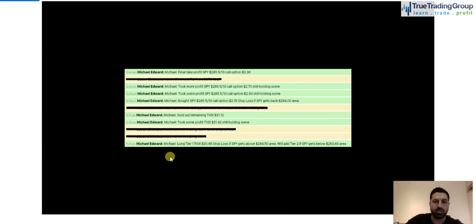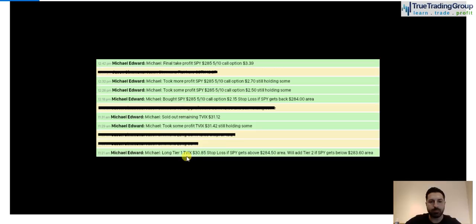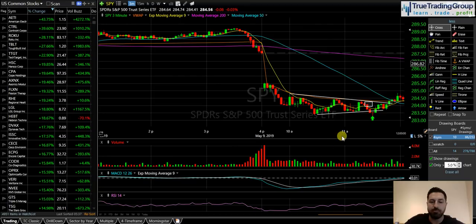So here you guys can see long the tier 1 at 30.85, stop loss if the SPY gets above VWAP, and then I'm going to add tier 2 if we break below 283.60, which was the bottom trend line of that pennant pattern. So you can see we ended up making a new low on the SPY, which we talked about. So I took some profit off on the TVIX 8 minutes after my entry at 31.42 from the 30.85 entry. And then right away we took it back.